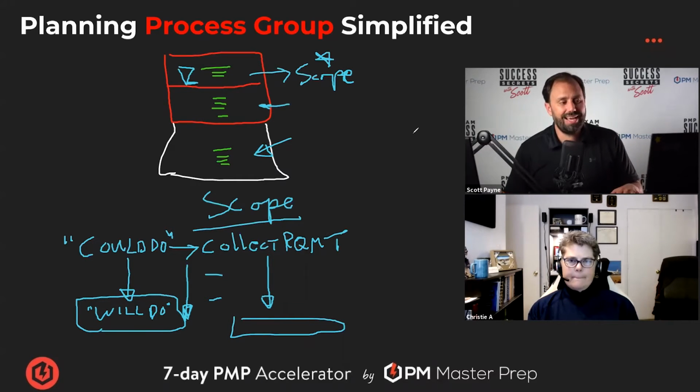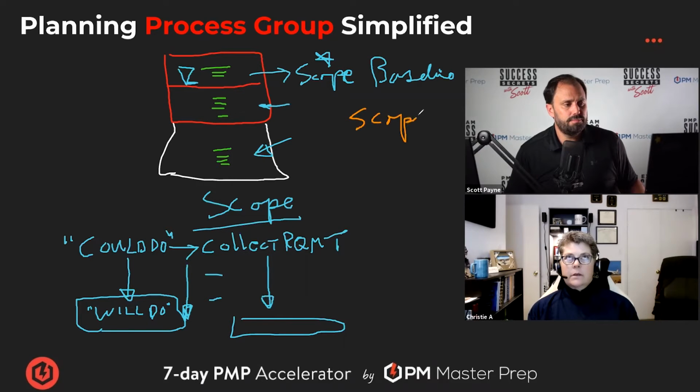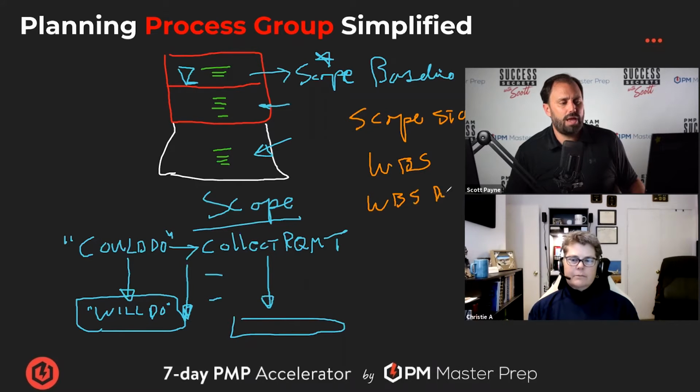Now, the manifestation of that, what does it look like when we get there? We have this scope baseline. How does that break down? What are the parts of it? That's the scope statement and the work breakdown structure. Oh my gosh, there's 3 things. The dictionary. Yeah. So those are the 3 things. Yeah, you got it.